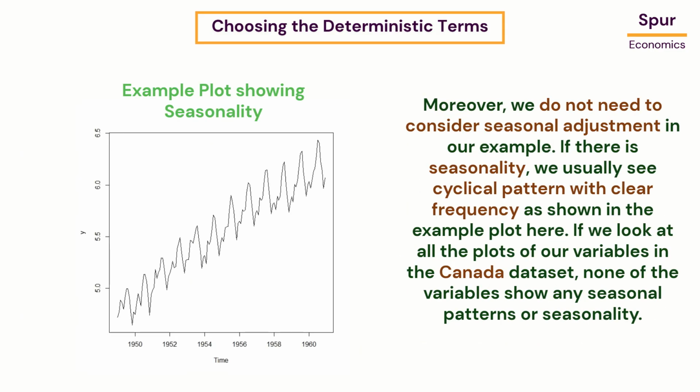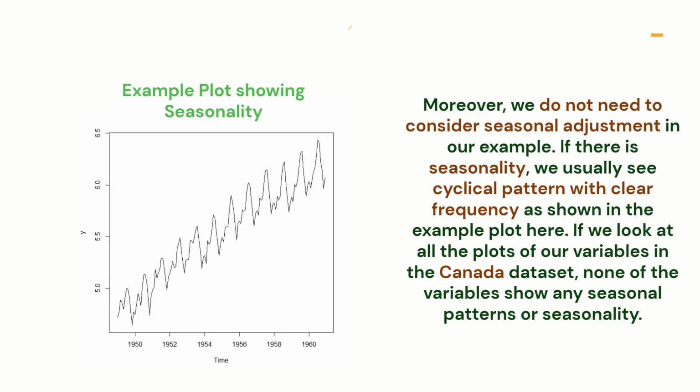Moreover, we do not need to consider seasonal adjustment in our example. If there is seasonality, we usually see a cyclical pattern with clear frequency as shown in the example plot here. If we look at all the plots of our variables in the Canada dataset, none of the variables show any seasonal patterns or seasonality.